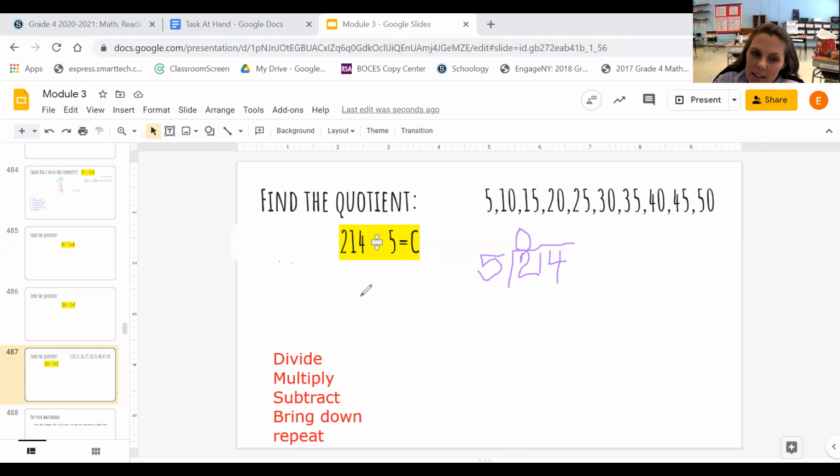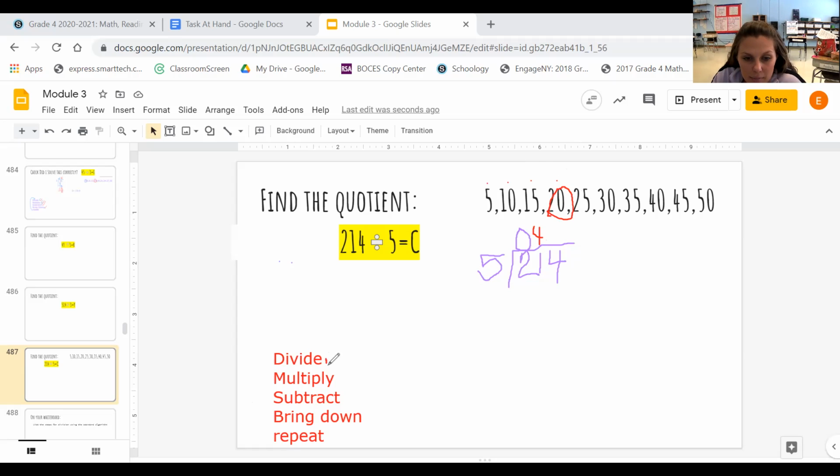Can I take, if I have 21 cookies, groups of 5 out? So I'm looking over here for the number 21. I don't see 21, but I see it pretty close at 20. 25 would be too much because it's over. Let's see how many times 5 can go into 20. 1, 2, 3, 4 times. So above that 1, I put the quotient of 4.